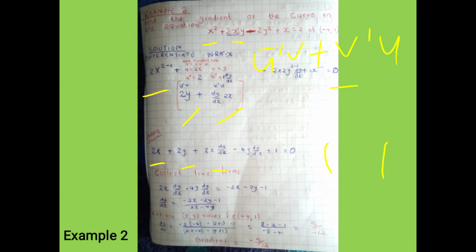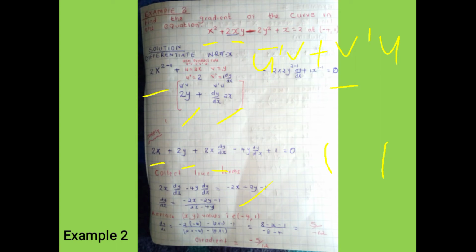Remember, when a positive sign crosses an equal sign, it becomes negative, and vice versa. So dy dx becomes negative 2x minus 2y minus 1 over 2x minus 4y. That is good.